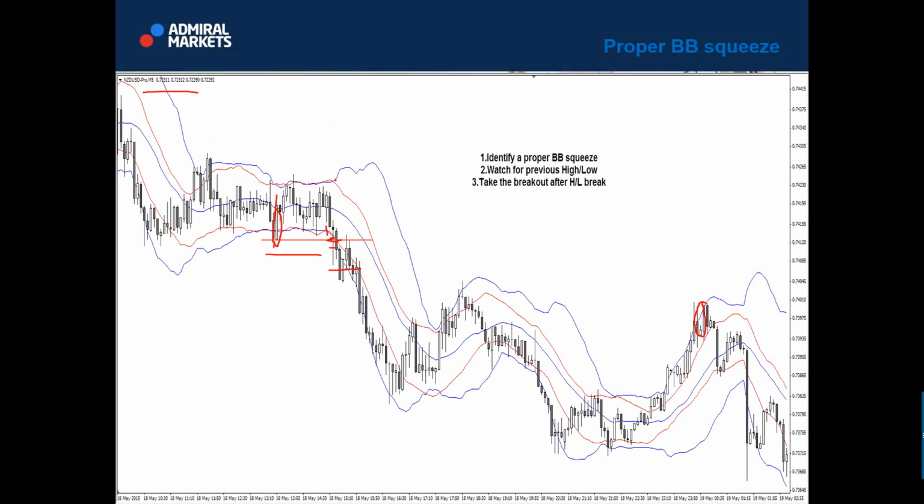Pin bar and close inside Bollinger Band happened today on euro dollar. If I only knew this strategy. Ah, well, this is why I'm here.